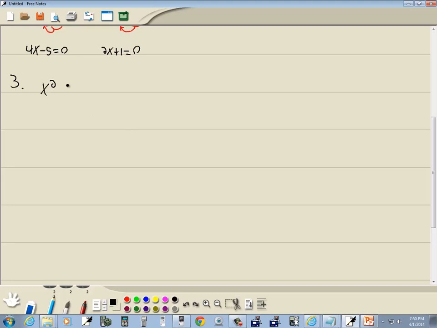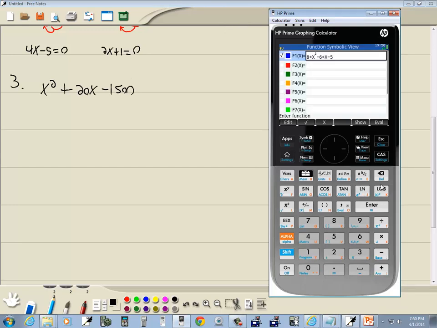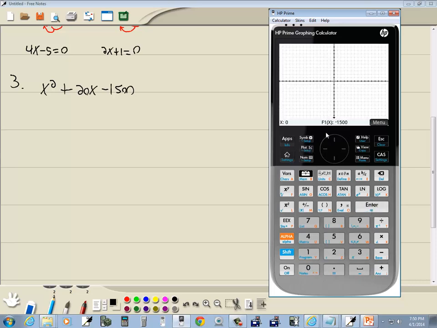We got x squared plus 20x minus 1500. So let's go plug this in. Press my symbol, do a backspace, wipe that out. X squared, so do my x key, x squared, plus 20x minus 1500. Press enter, and now I'm going to press plot. And I don't see my graph. That's okay. I'll do menu, and I'll choose zoom. And I want to zoom out, so I'm going to do 4.